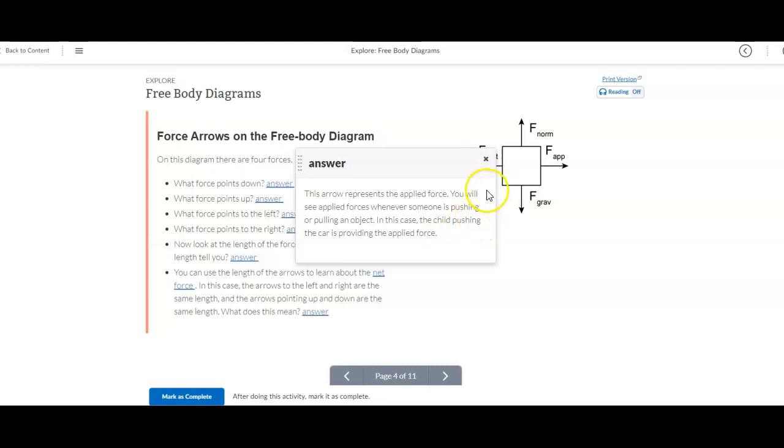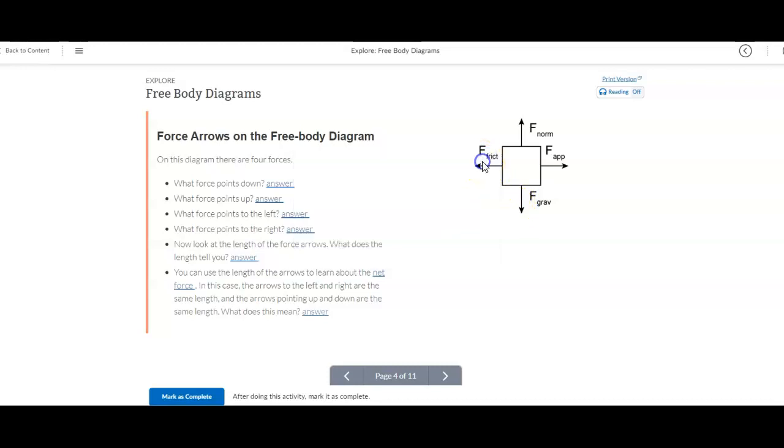So if the child was on the other side or something like that, you would have to make some adjustments there. So look at the length of the force arrows. And what does that length tell you? If all of these are the same, that means all the forces are balanced, and that means that the object is not moving right now.